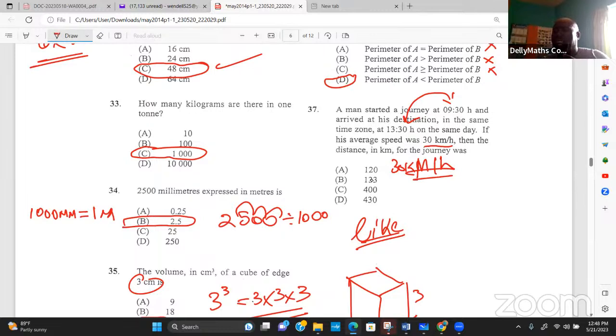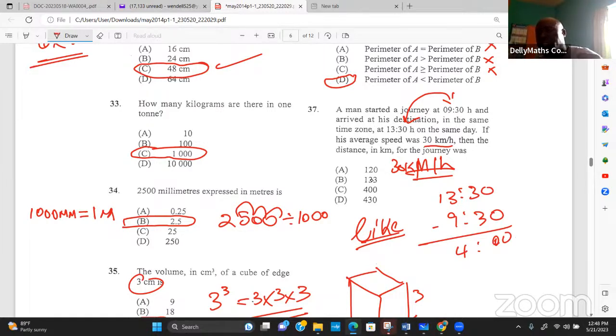Depending on how you want to check it, you take 9:30 out of 13:30 and you get 4. If you want to check, you could say 9:30 to 10:30, 10:30 to 11:30, 11:30 to 12:30, 12:30 to 1:30 or 13:30. That's 4 hours. So 30 kilometers per hour, and we did 4. That's 120. Very easy, very simply done. No stress.